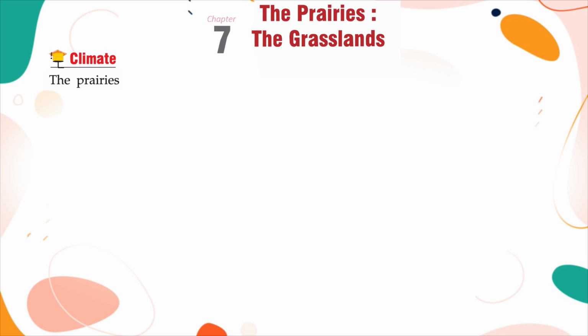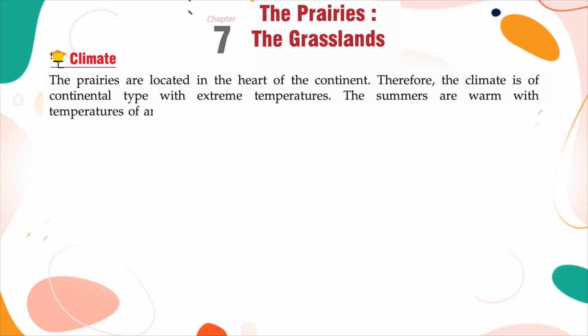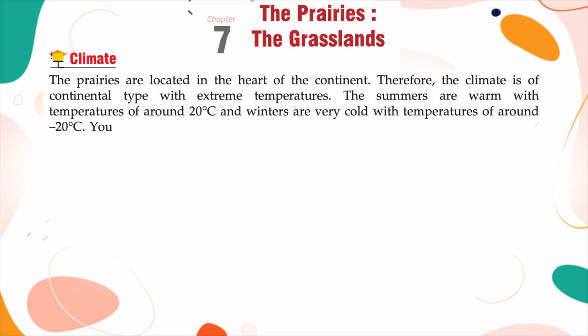Climate. The prairies are located in the heart of the continent. Therefore, the climate is of continental type with extreme temperatures. The summers are warm with temperatures of around 20 degrees Celsius, and winters are very cold with temperatures of around minus 20 degrees Celsius. You can get this temperature in Winnipeg, Canada.